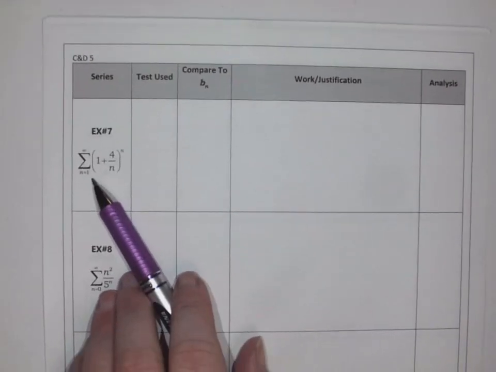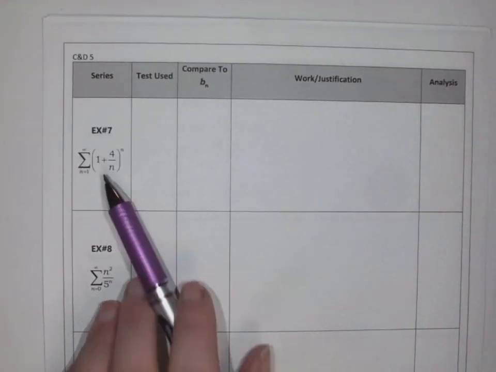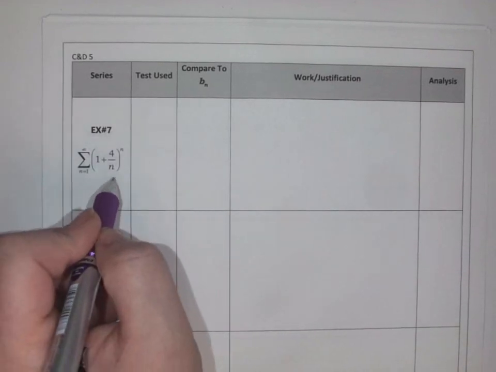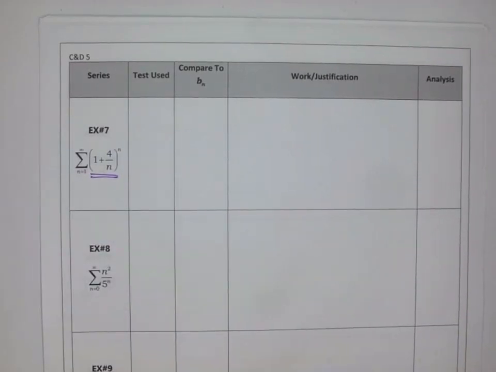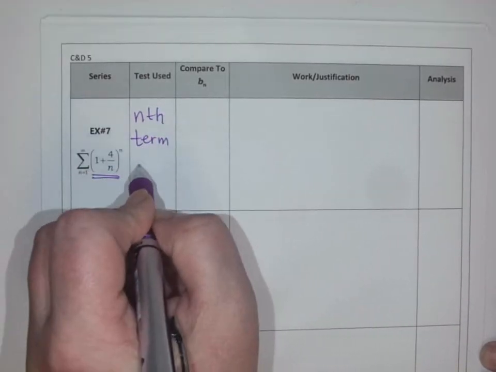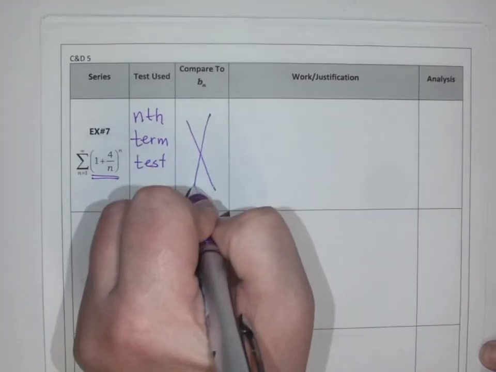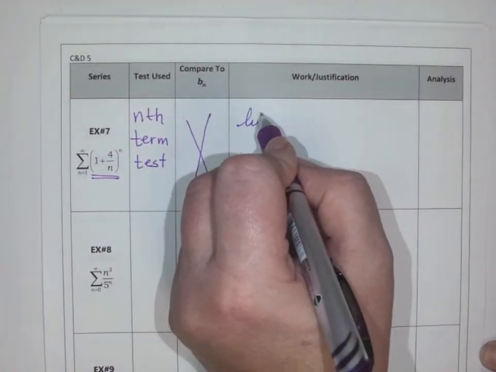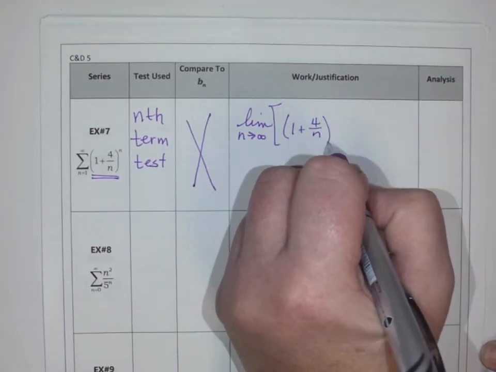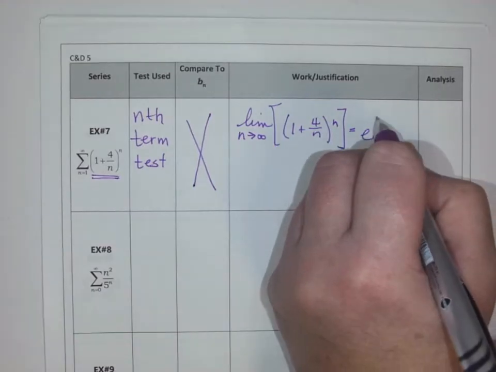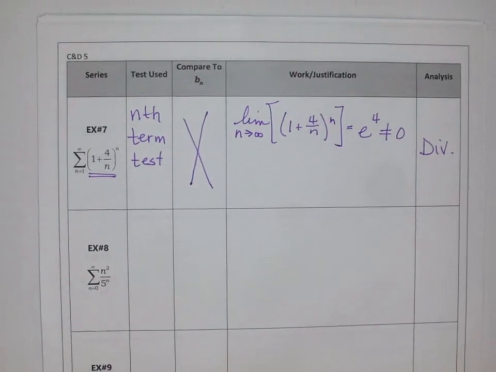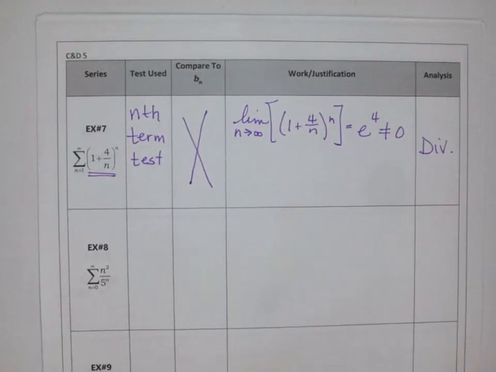We have the series from n equals 1 to infinity of (1 plus 4 over n) to the n. Now, I'm hoping you recognize this. This is the definition of e. So whenever you see this, we're going to use the nth term test. No comparison series, and we're going to say the limit as n goes to infinity of (1 plus 4 over n) to the n is equal to e to the 4th, which is not equal to 0, so it diverges. So you've just got to memorize that guy, okay? You just have to, okay?